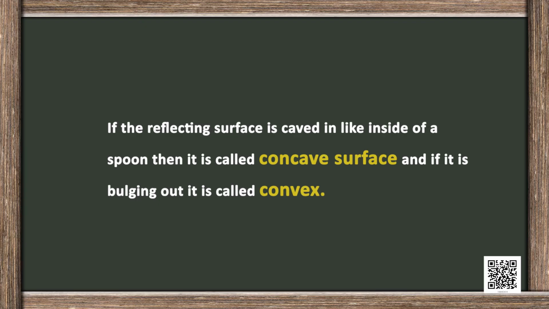If the reflecting surface is caved in like the inside of a spoon, then it is called a concave surface. And if it is bulging out, it is called a convex surface. Is there any difference between the images formed on the inner side and the outer side of a steel spoon? To understand how they form images, we need to learn a few terms related to these.